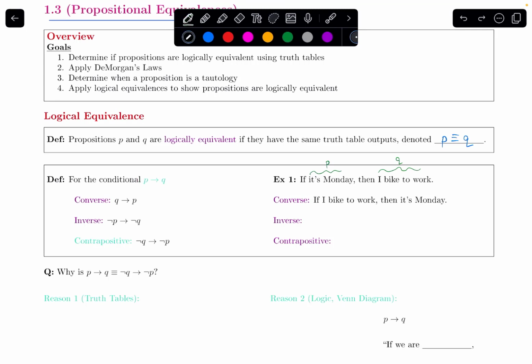So in my example, that would be, if not P, if it's not Monday, or I could say if it isn't Monday, then now I have to negate Q. Then I don't bike to work. Okay, and then finally we have what's called the contrapositive. The contrapositive switches the order of the P and the Q, and it also negates both of them. So if not Q, then not P. For my example, I negate Q first. So if I don't bike to work, then I negate P. Then it's not Monday.